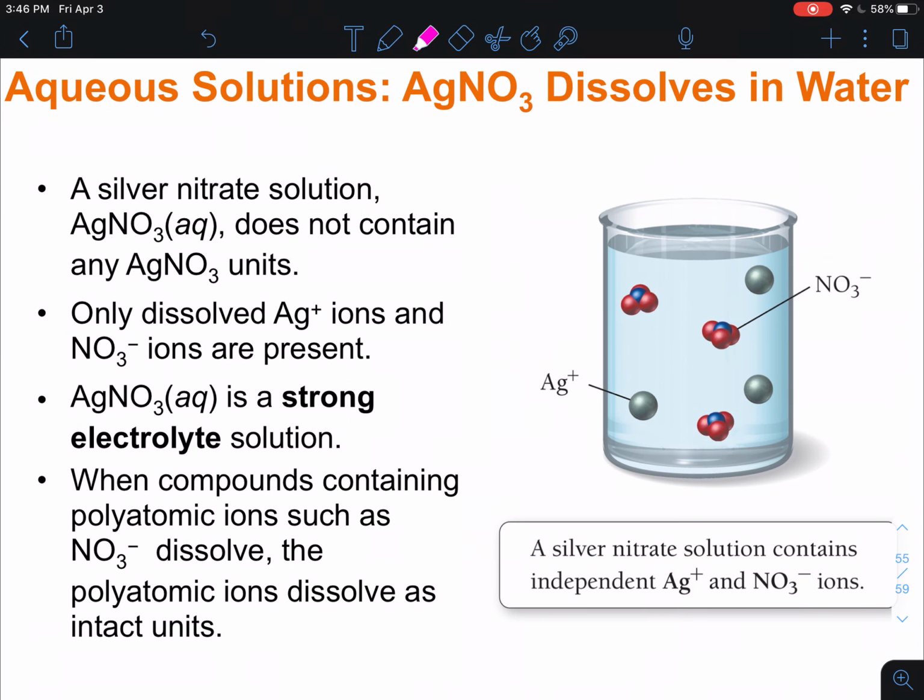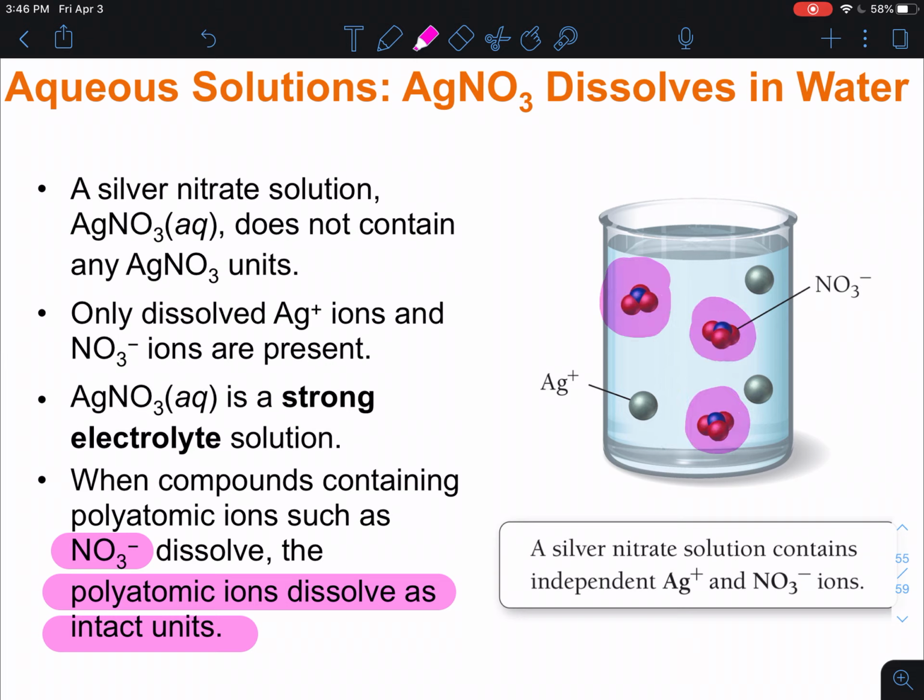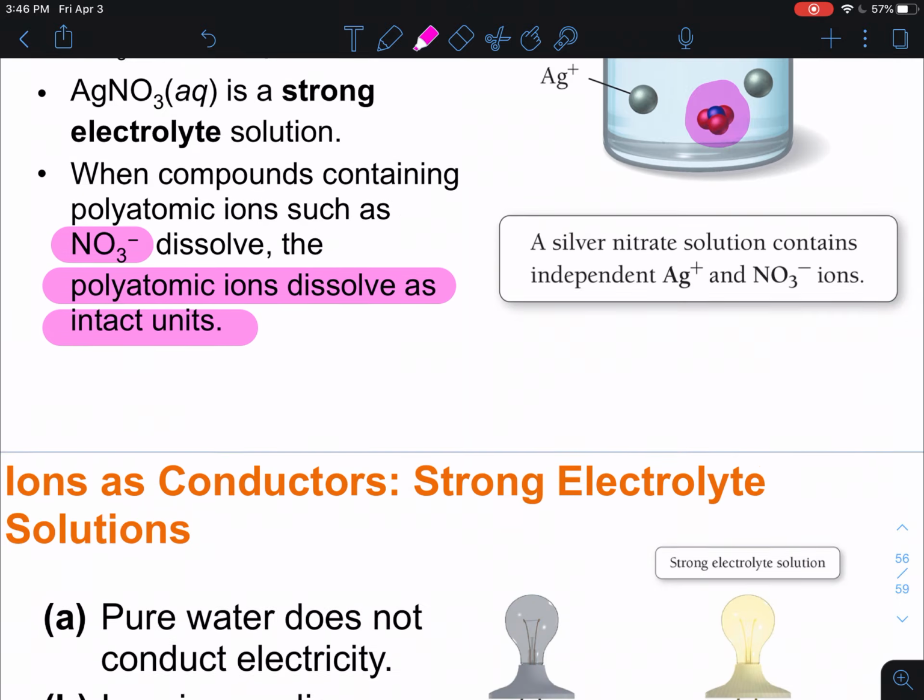When compounds containing polyatomic ions such as nitrate dissolve, the polyatomic ion stays intact. So that's another really important thing, all right? It stays intact. So even though the silver breaks up with the nitrate anion, these guys stay together. Nitrogen doesn't break apart from oxygen, so that these ions stay together.